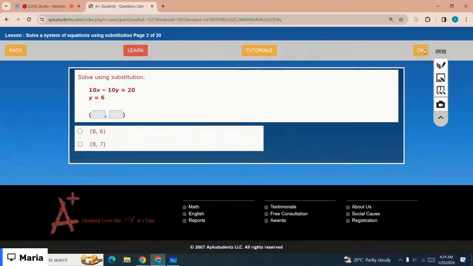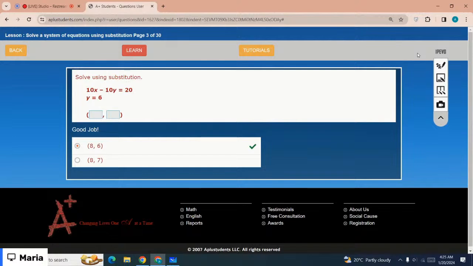Solve using substitution. 10x minus 10y equals 20. You are given y equals 6. So which is the correct option? Option number 1 is the correct option because you are given y equals 6. So here y equals 6. Option number 1 is the correct option.